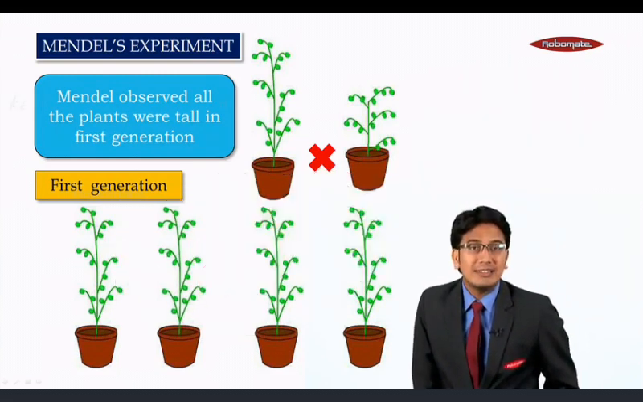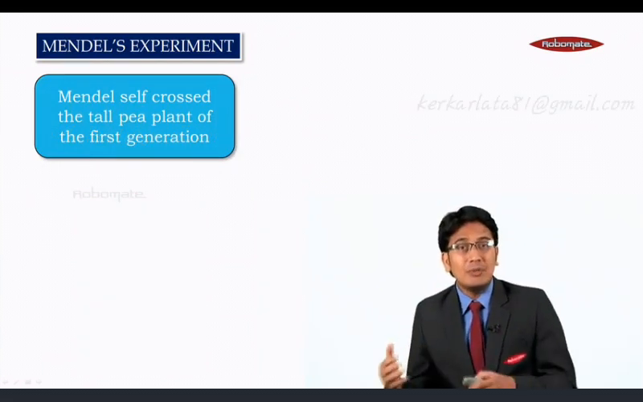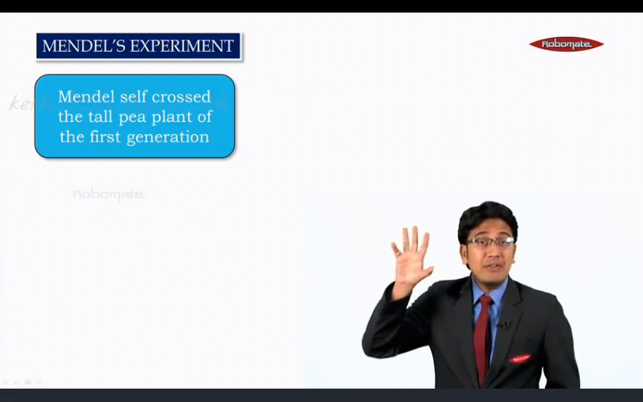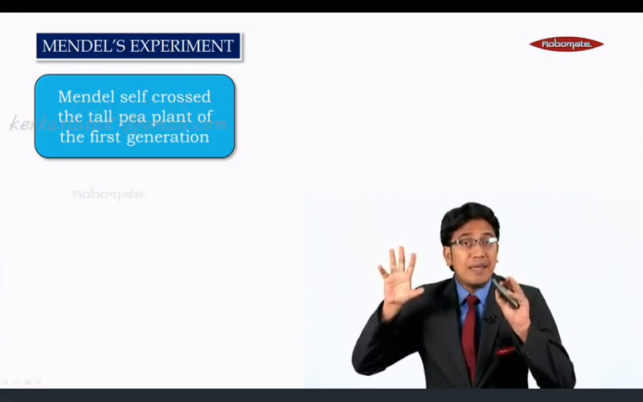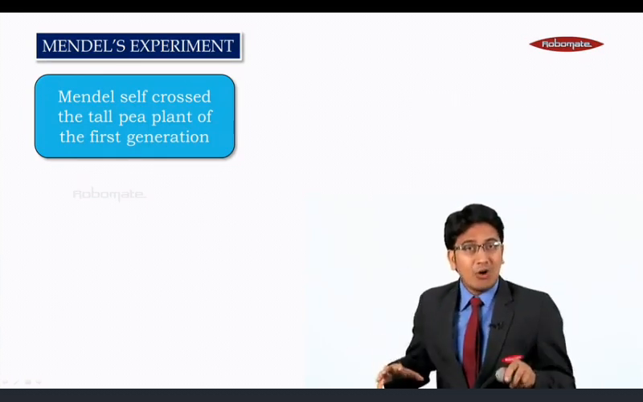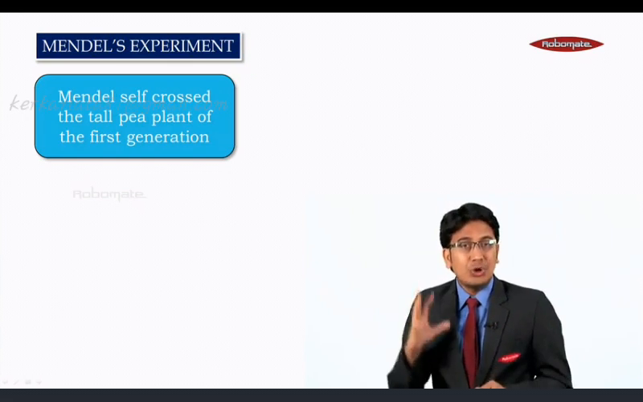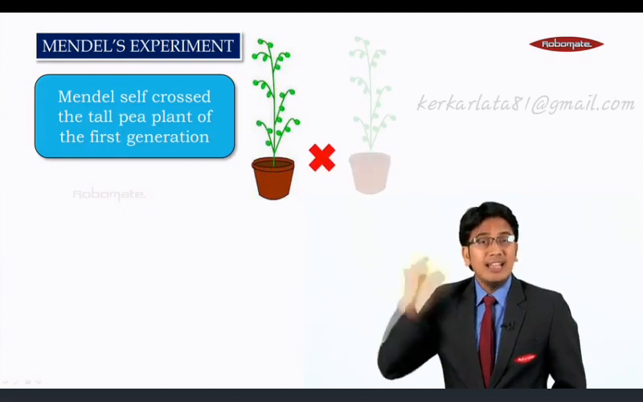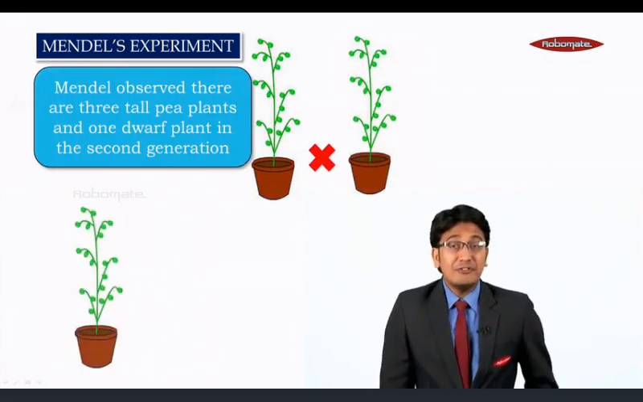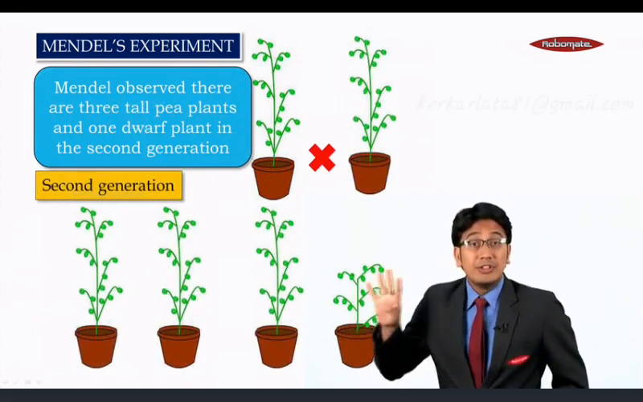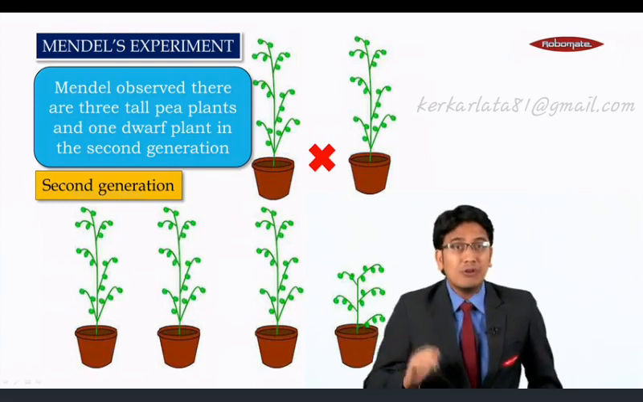And what was that? He self-crossed the resultant tall pea plants. In the first experiment, he crossed the parent tall plant with the parent dwarf plant, and then he got all tall plants, and now he's crossing the resultant tall plants. He took a tall plant from the F1 generation and self-crossed it. And after the self-cross, what he got is this. He got 3 tall and 1 dwarf.